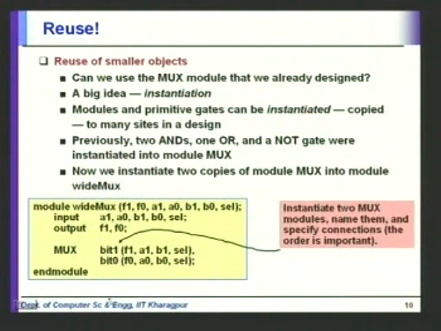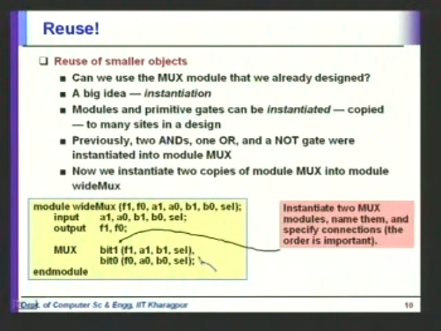So you can see here that we had defined this mux previously as a module a couple of slides back. We are instantiating two copies of that here. So you can see that this is bit 1, which is a multiplexer having F1 as an output, A1, B1 and select as the inputs, and bit 0 is the other one.